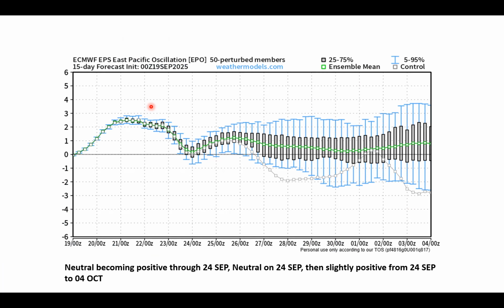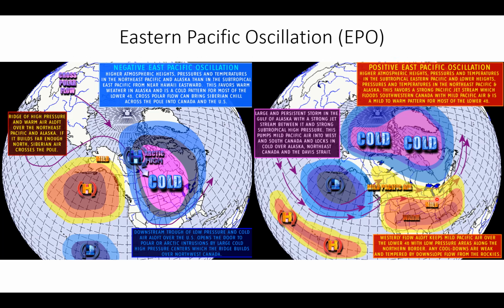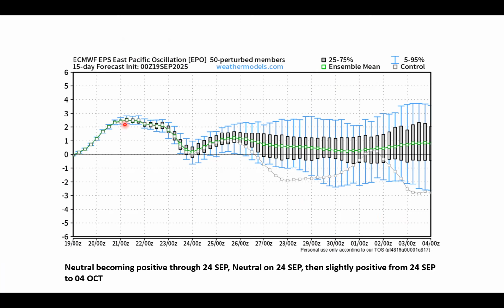So let's take a look at the forecast. European EPS EPO 50-member forecast, right on through the 4th of October. We're neutral right now, and then we become pretty significantly positive with the EPO. So look at this graphic on the right, the weather pattern across the U.S.: milder temperatures, west to east coast. If this verifies, you're looking at that possibility with the EPO this strongly positive. Then it works down towards neutral on the 24th of September, but then it goes back positive again, not nearly as strong, but still positive nonetheless, and right on through the 4th of October it remains slightly positive.